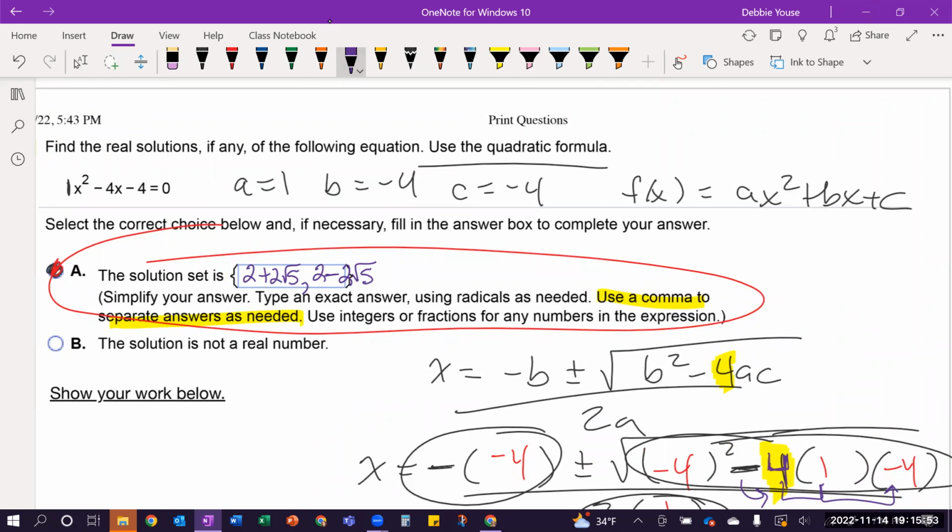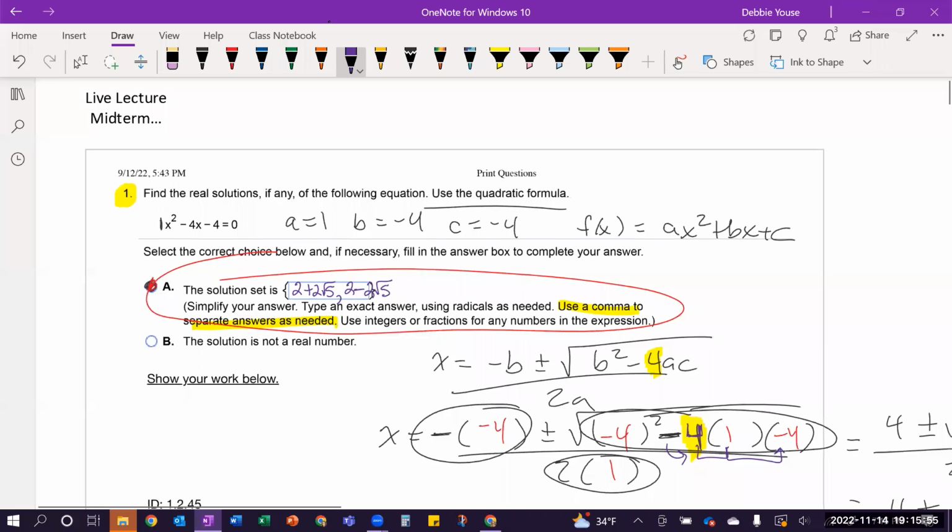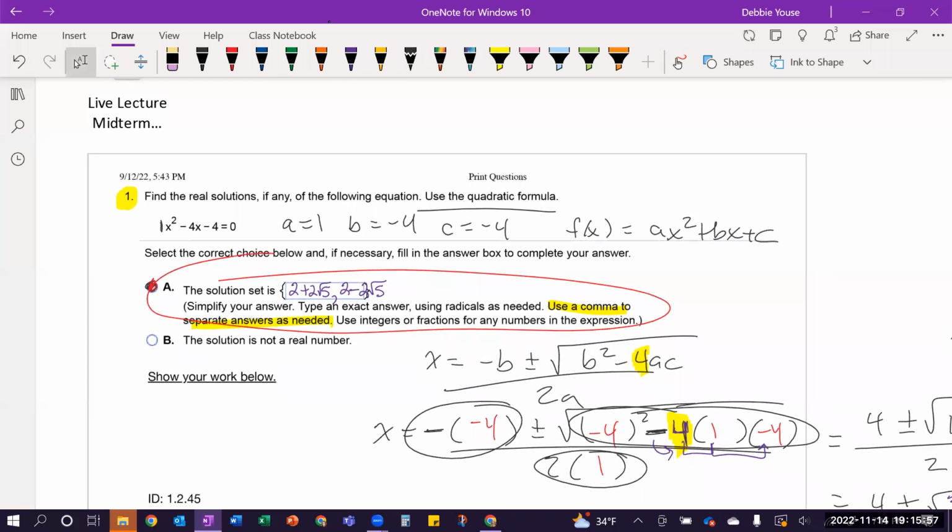So my apologies for that. That's what we get for rushing. So make that a lesson during your test. Try not to rush so that you can avoid the same arithmetic errors that I just made. Thanks. Good luck.